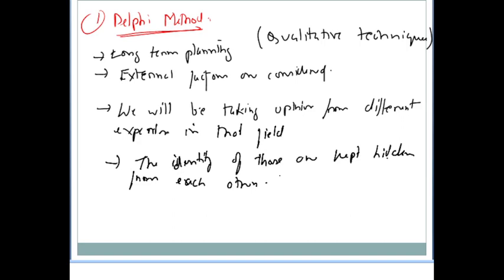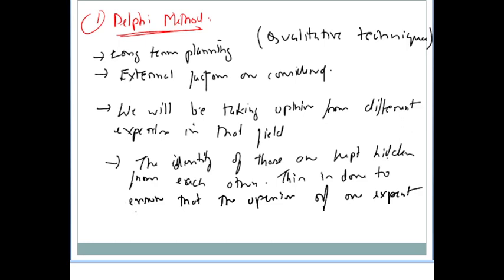Why is it done? Why is the identity of the experts kept hidden from each other? This is done to ensure that the opinion of one expert doesn't get influenced by the other.